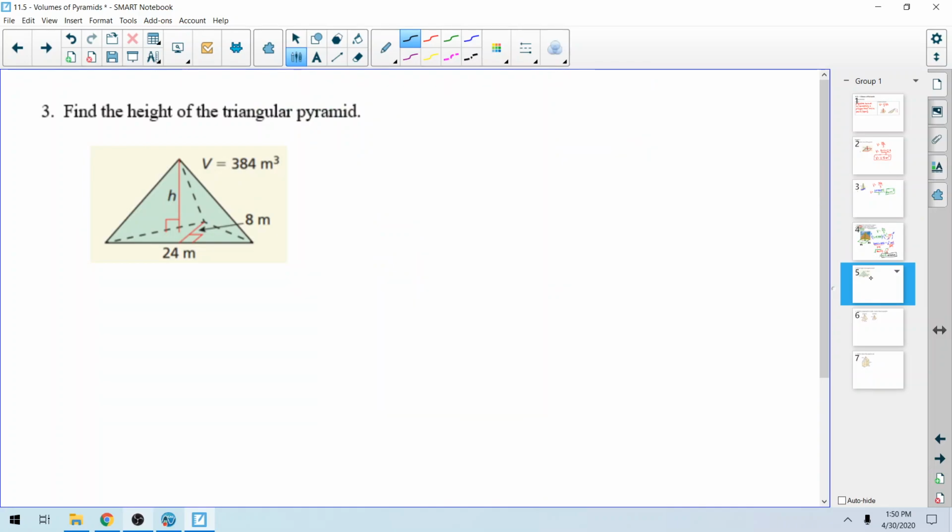Next one, kind of similar. Find the height of the triangular pyramid. So the last one was a square base pyramid. This one is a triangular pyramid. So on this one, it is a pyramid, so volume equals area of the base times the height, cut it by 3. Volume, if I'm looking at my picture, they gave us was 384 meters cubed.